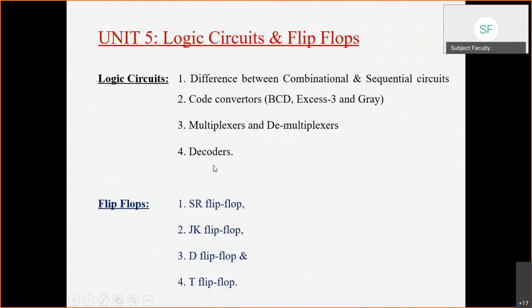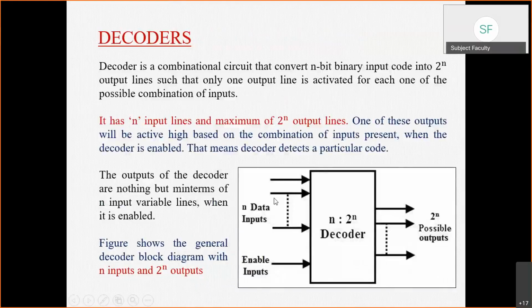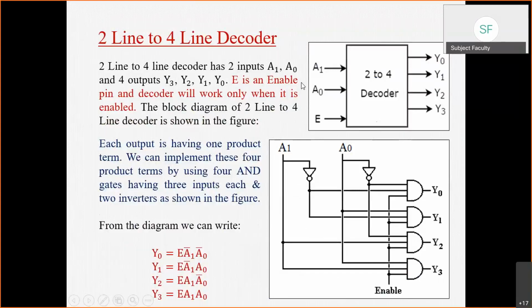A decoder is a combinational circuit which converts n-bit binary input. It will have n-bit binary input and its output will be 2 raised to power n outputs. In the case of the 2-line to 4-line decoder, the number of inputs was 2, so the number of outputs was 2 raised to 2, that is 4.